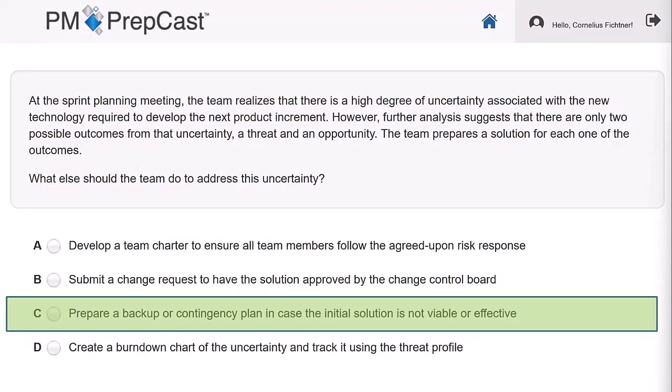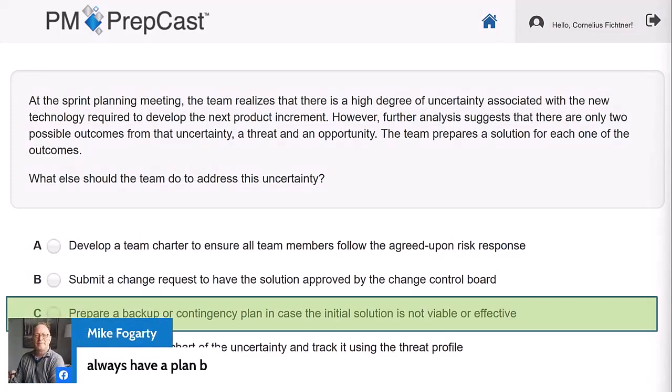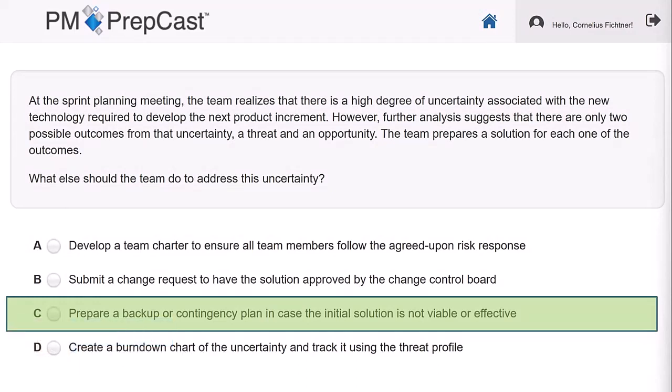And also, if you were thinking maybe, here, Mike sums it up. Mike says, always have a plan B. Or in this particular case, since C is correct, you need to have a plan C here, right?